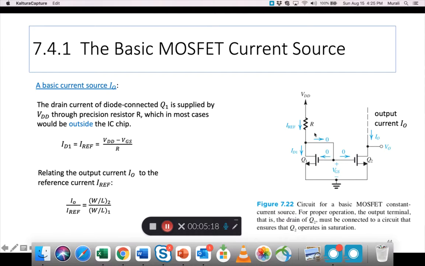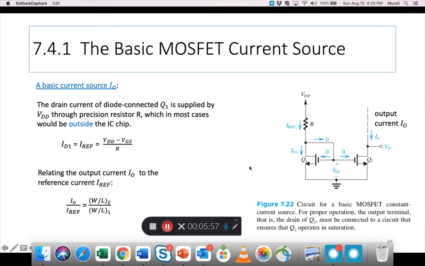This is called a diode connected circuit, where you take a MOSFET and the drain is just connected back to the gate. Such a connection is a diode connection. So the drain current of diode connected NMOS device Q1 is supplied by VDD through a precision resistor R, which in most cases would be outside the IC. Okay, so this R is sitting outside. It's a big one. Probably physically the size is almost as big as an IC, and also it's expensive, more expensive than maybe the IC, but it sits outside.